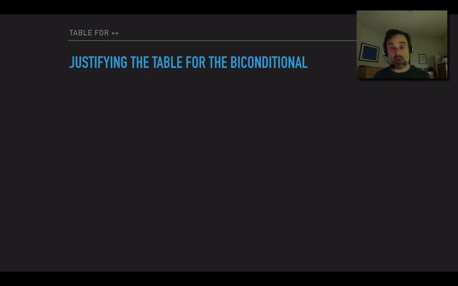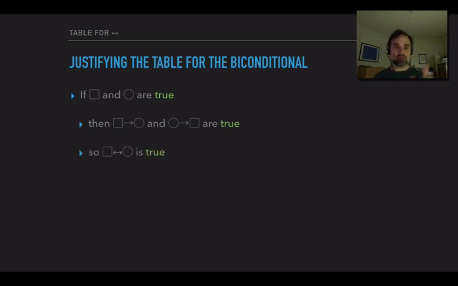So let's think about how that would work in terms of the truth values of the pieces. Let's suppose that box and circle are both true. Well, that would mean that if box then circle is true, and also if circle then box is true. And that would mean that the biconditional is true, because the biconditional really is just the conjunction of them. They're both true, so the biconditional is true.